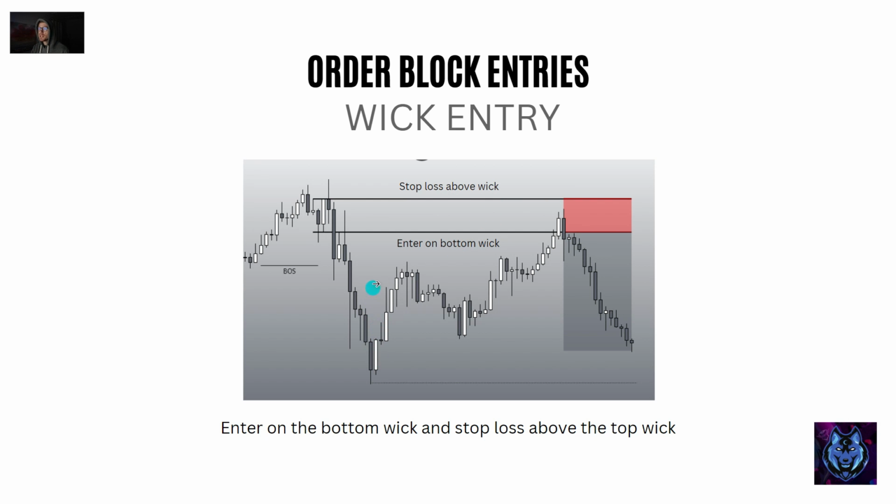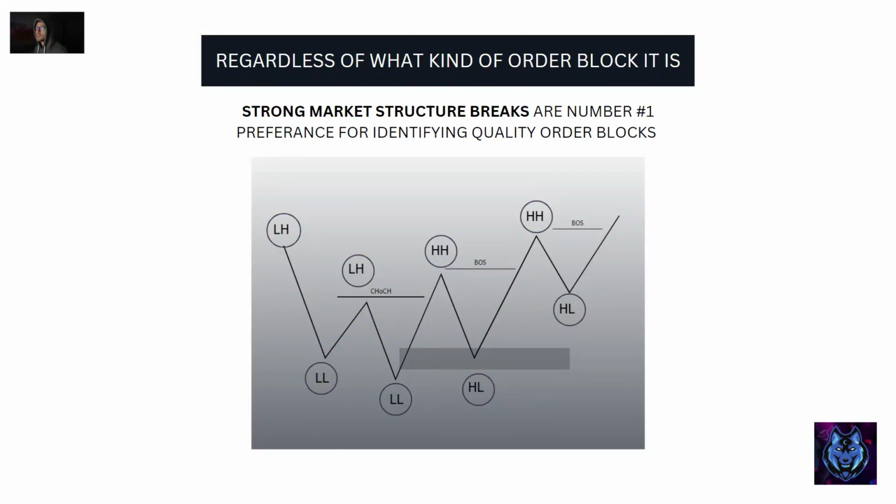As you can see, price came back up and tapped into the structure perfectly. Also over here, we got this displacement and break in structure. It left behind this indecision candle, and it would have respected our zone perfectly over here. Regardless of what kind of order block it is, strong market structure breaks are number one preference for identifying the quality of an order block.